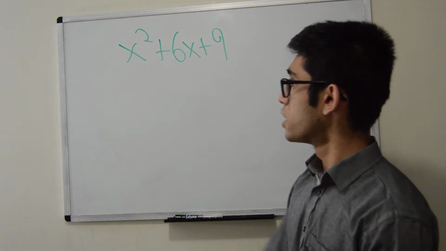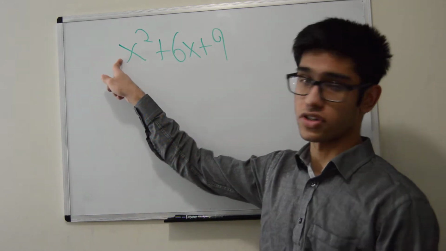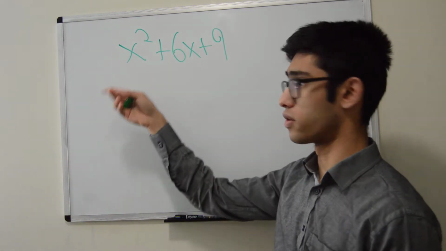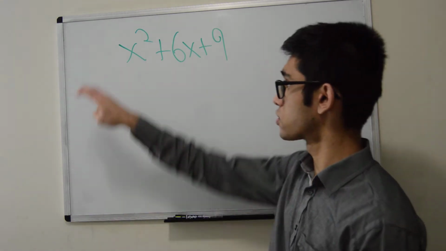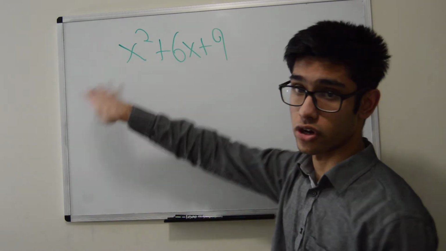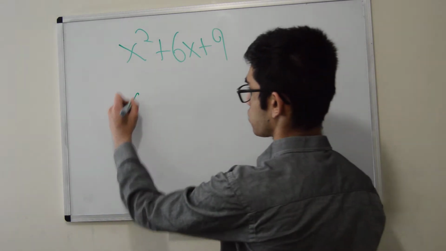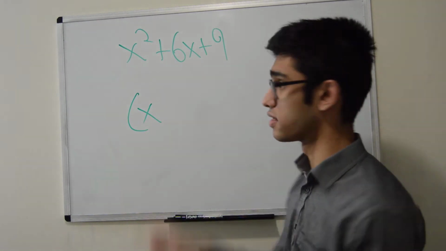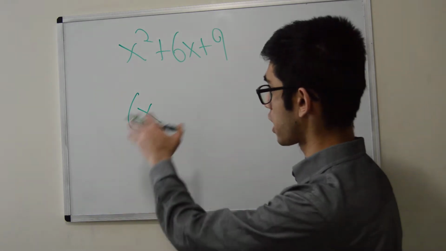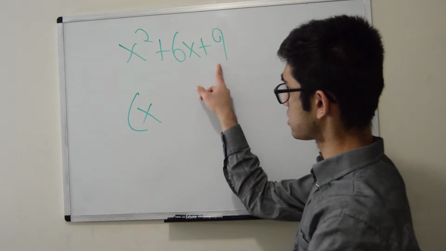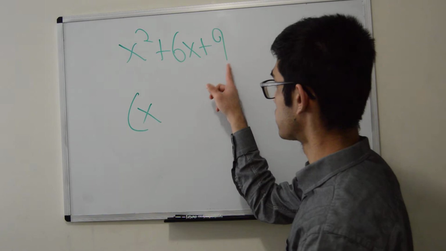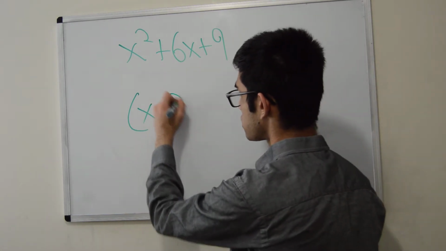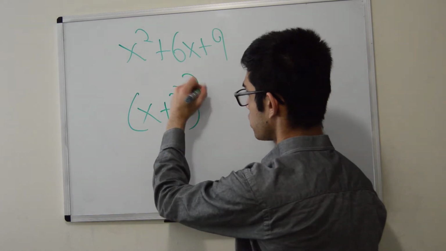What you have to do is find the square root of the first number. The square root of x squared, my bad, is x. So that's one of your factors. And you have to find the square root of the constant, the c. As I showed before, in ax squared plus bx plus c, this is the c. So what's the square root of 9? Well, that's just 3. So the easiest way to do this is x plus 3 squared.